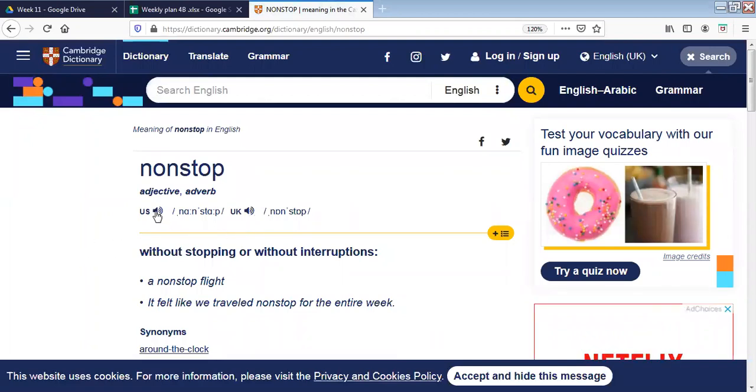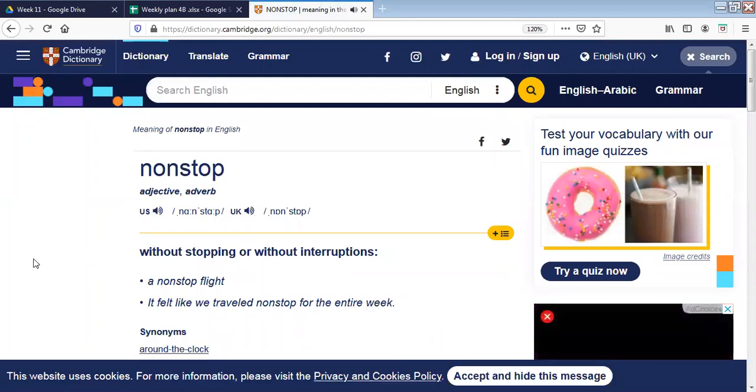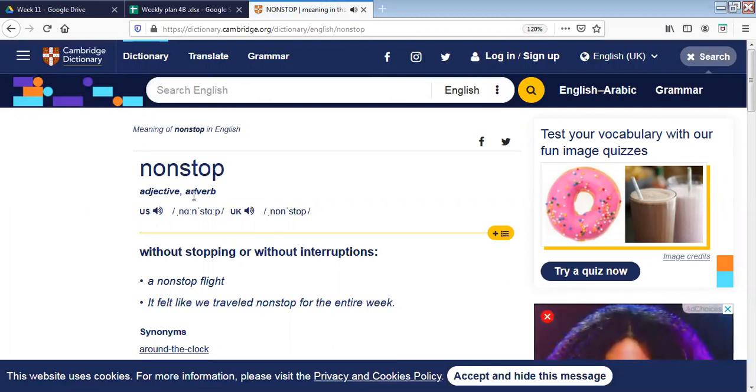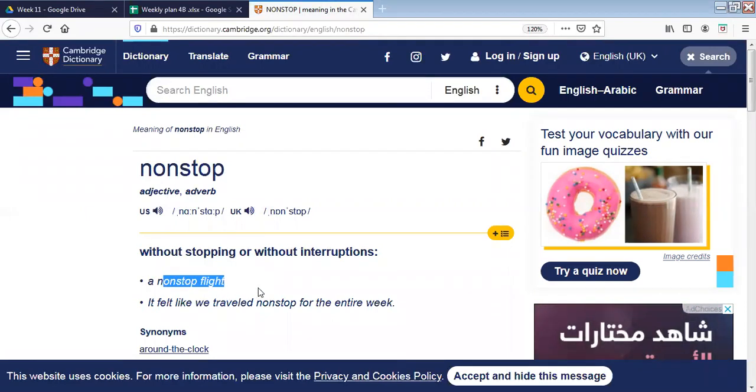Non-stop. Non-stop, guys, non-stop is an adjective and it's an adverb. So I can use it as an adjective or adverb. And non-stop means without stopping or without interruptions. Like when I say, for example, a non-stop flight. If I have a non-stop flight, it means a flight without stopping.